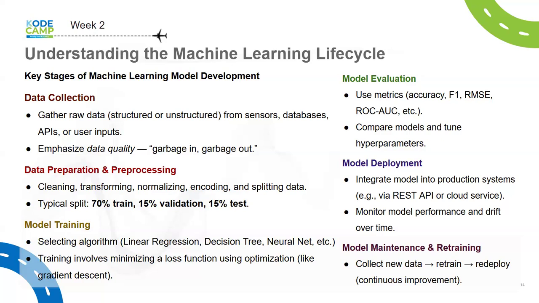So data preparation: after you collect the data, you need to prepare it. Data is not always perfect, so you have to clean it, you have to transform it. Today we are going to look at that a little bit. We're going to do what we call normalization, encoding, splitting data. And then the typical train-test split, which is 70% for training data, 15% for validation, and 15% for test data. Then you now go into model training, which is the real deal.